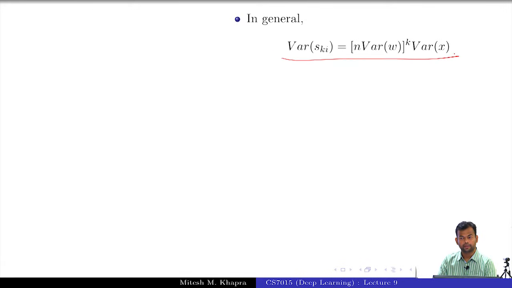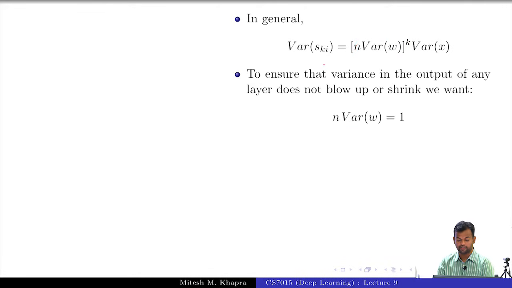Now can you tell me when this variance would vanish? When n times the variance of W is less than 1. And which is the thing that we should aim for? We would want this quantity to be equal to 1, in which case it will neither blow up nor shrink. So to ensure that the variance in the output of any layer does not blow up or shrink, we should ensure that n into the variance of W is equal to 1.